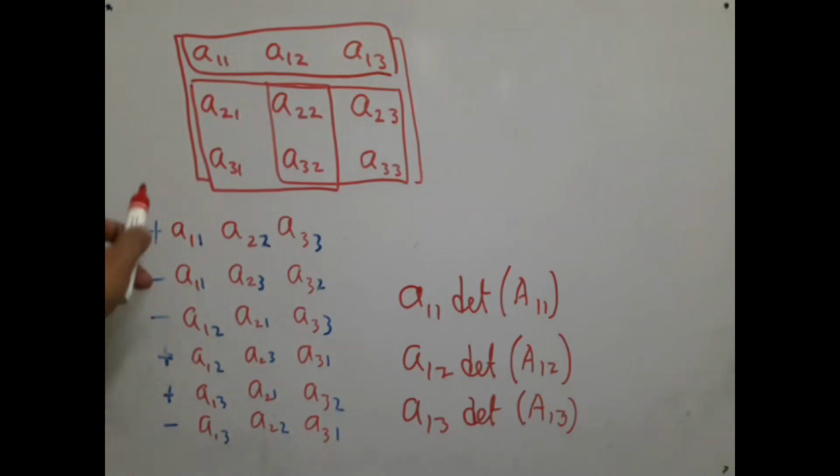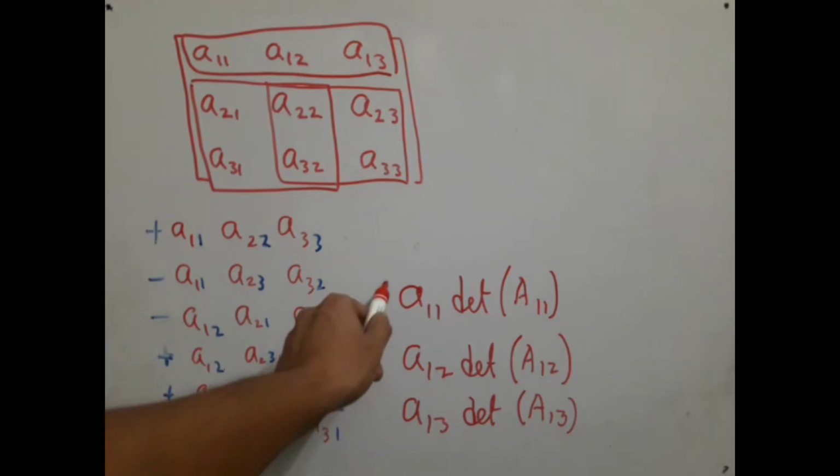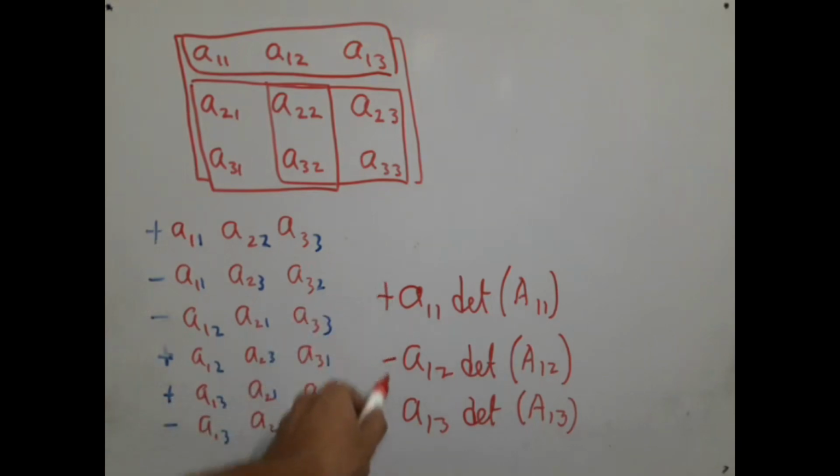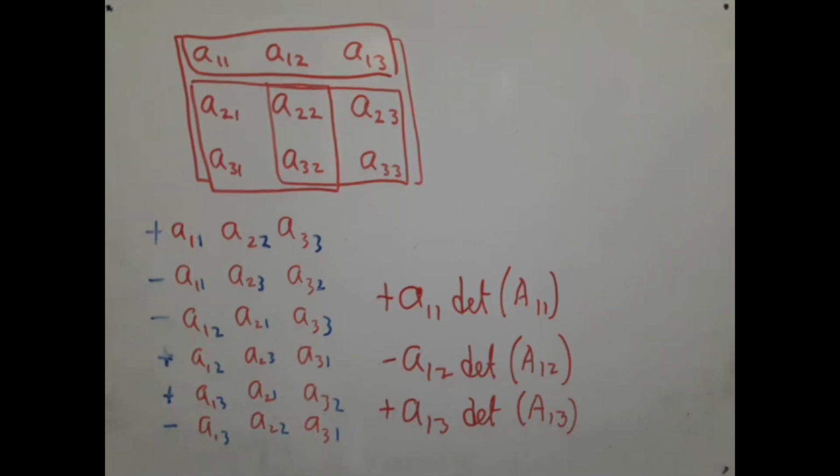But however, there is something to be determined about the sign. It turns out that the sign here is plus 1, the sign here is minus 1, and the sign here is plus 1 again. And Leibniz and later Laplace worked out a much simpler rule for determining these signs, and that is what leads to Laplace expansion.